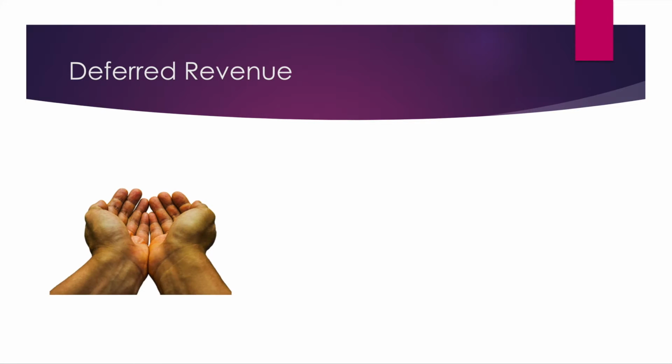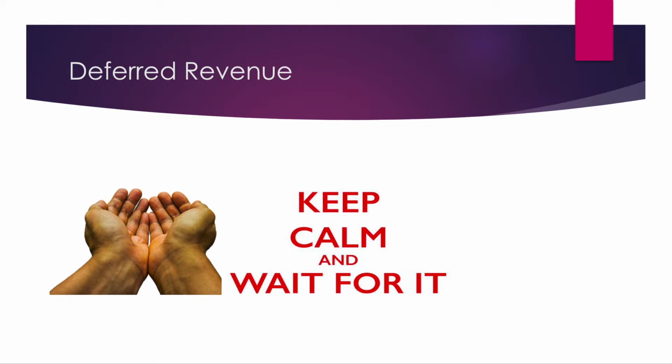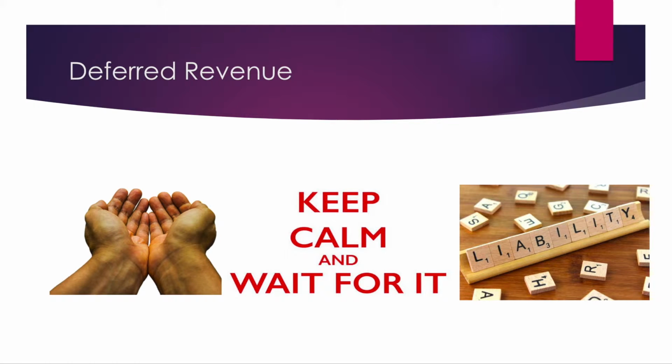The first is deferred revenue. This is when a company receives cash before it provides a service. The term deferred is used since at the time of the cash receipt, a company has not yet provided the promised service and thus cannot record revenue. Instead, the company must record a liability.